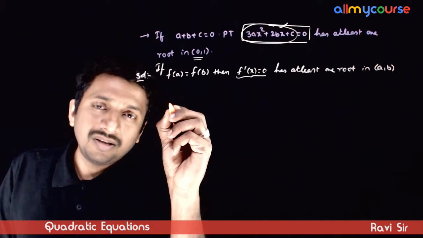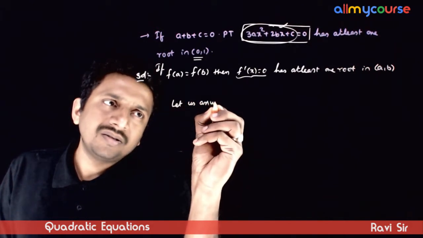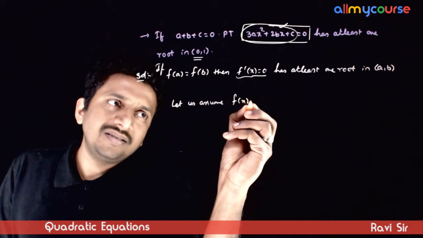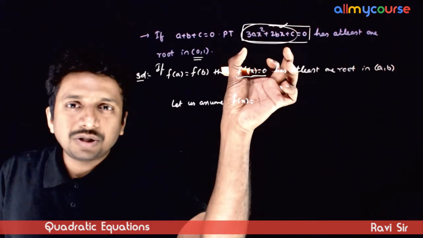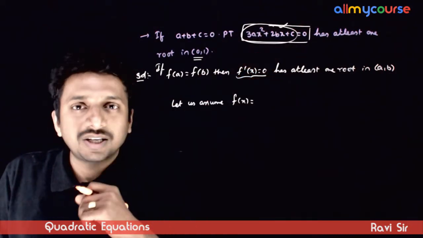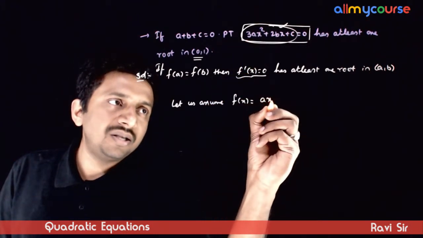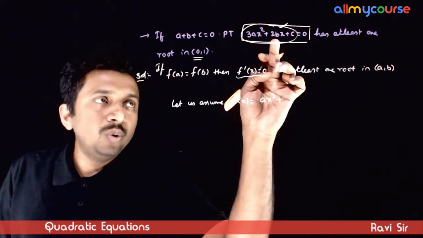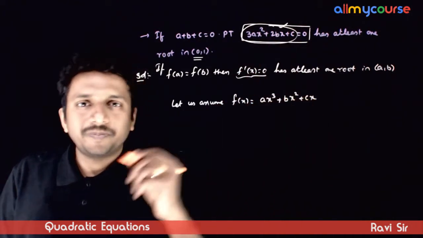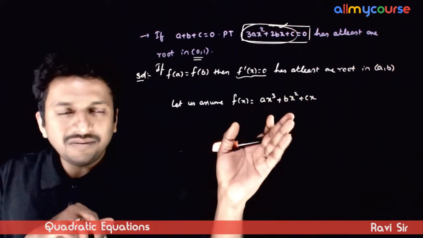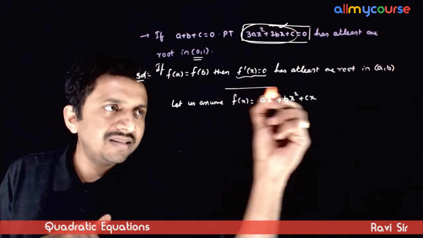So that is what you need to think. So the solution starts with, let us assume f(x) is equal to the integration of this. So what is the integration of 3ax² + 2bx + c? The integration of 3ax² is ax³, plus 2bx²/2, that is bx², plus cx. So you don't need a constant. Now let us take this as our f(x).